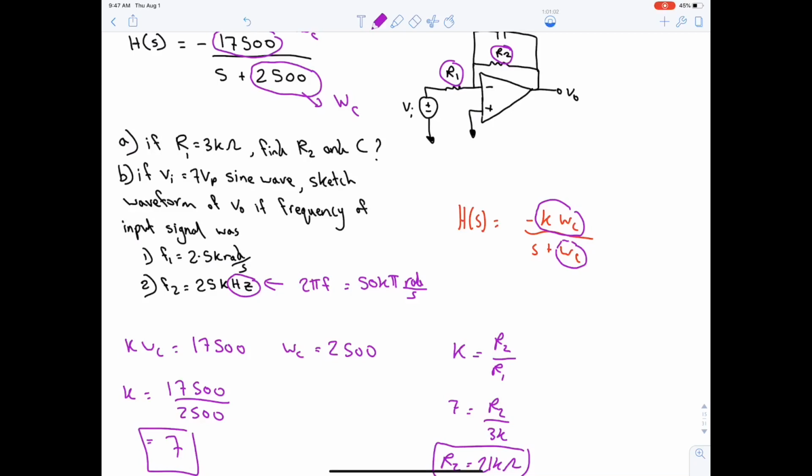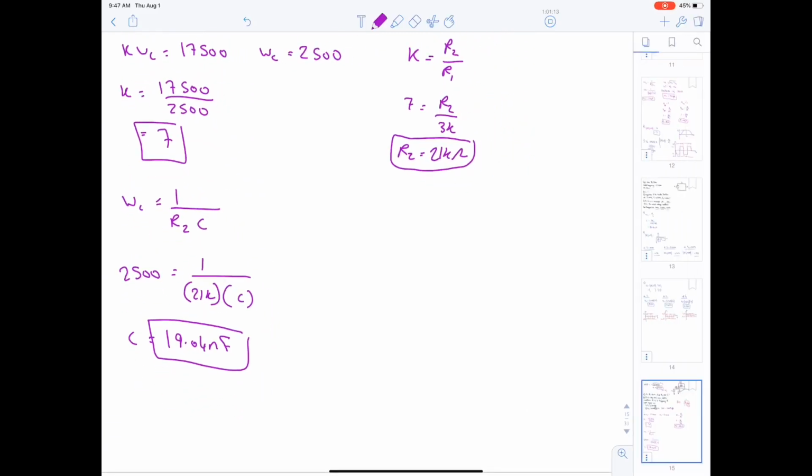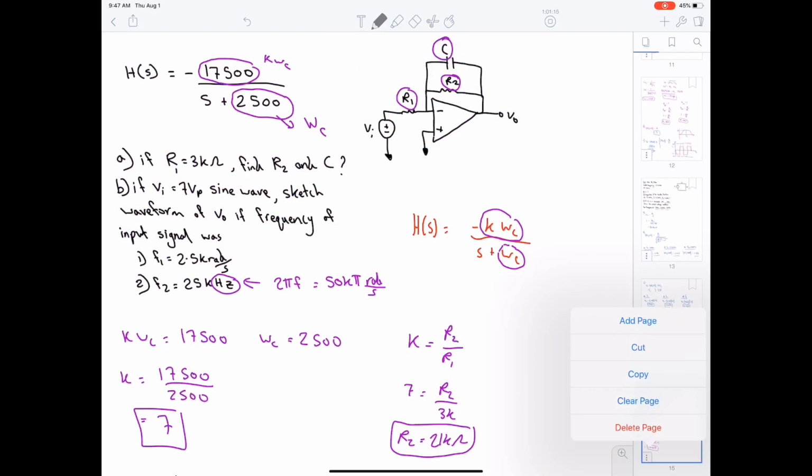So you need to find V output. V output is Vi multiplied by the magnitude, and the magnitude depends on the frequency. And you have two frequencies, so let's do it. We need another page.